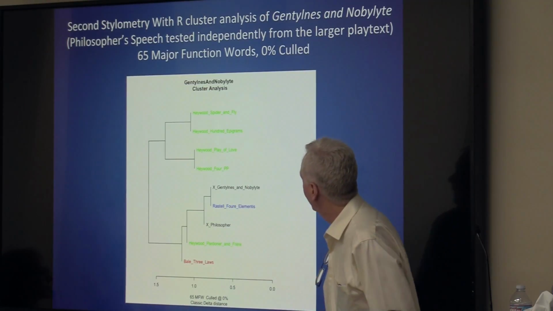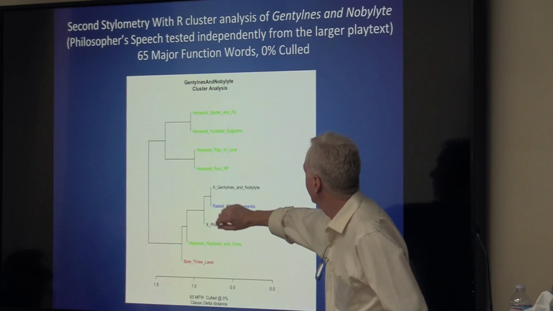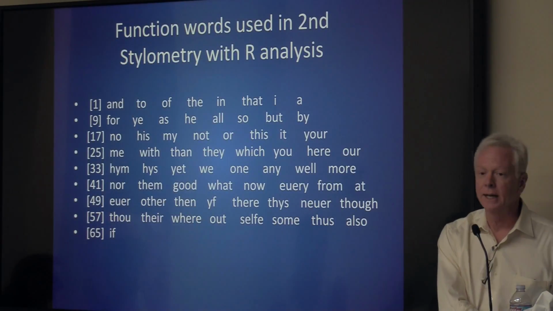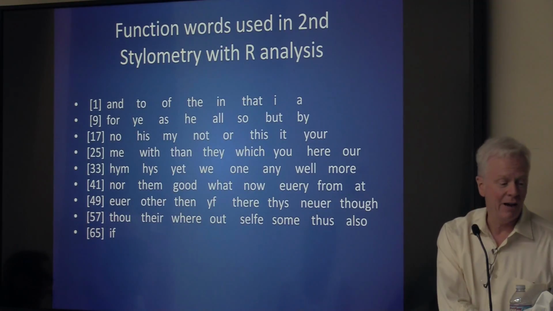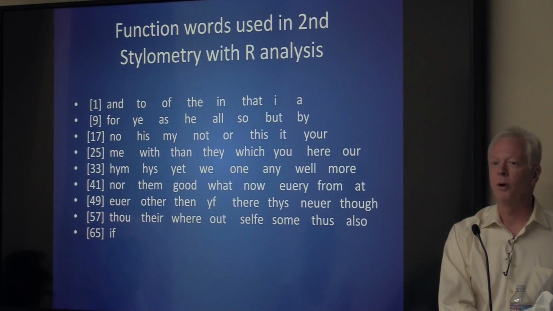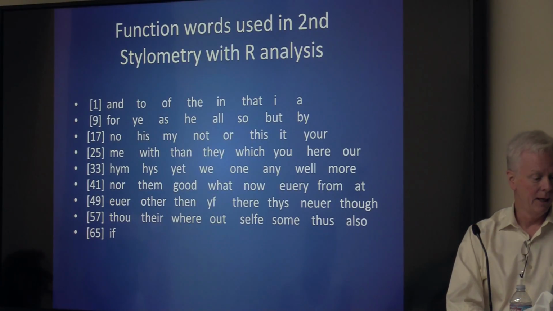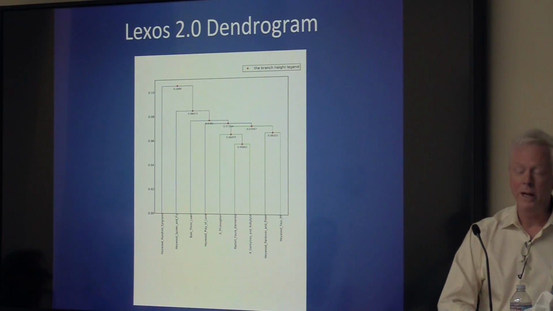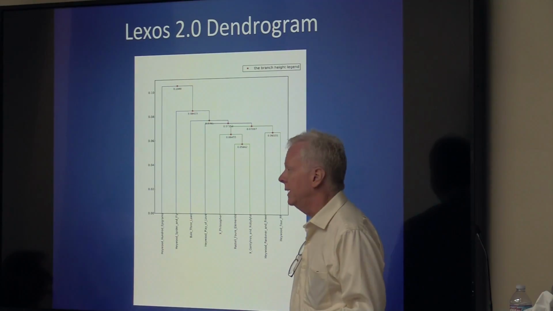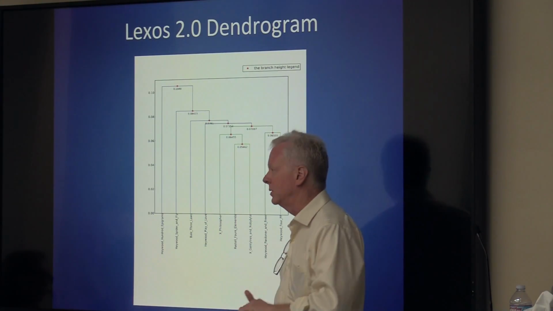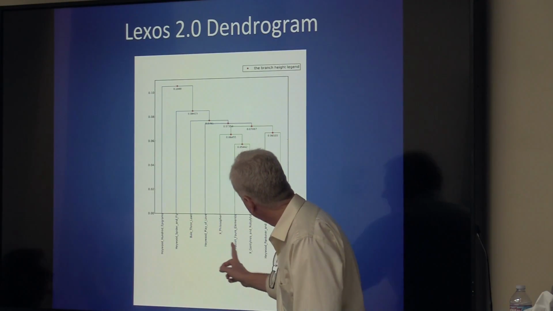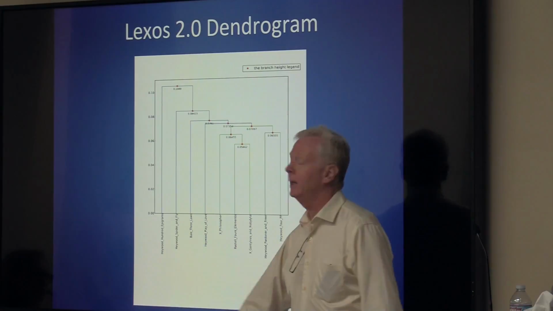And again, we get the Philosopher's Speech, Gentleness and Nobility, and Rastell clustering very, very nicely together. This is the list of the 65 words we're currently using. If you were to look at it very closely, you would see that there's further work I have to do on spelling normalization. And we also tried this out using Lexos. Those of you who were at the SDSU event last year remember Scott came down and did the Lexos demo, and this is an example of that. And again, we have Philosopher's Speech, Gentleness and Nobility clustering very tightly with Rastell.